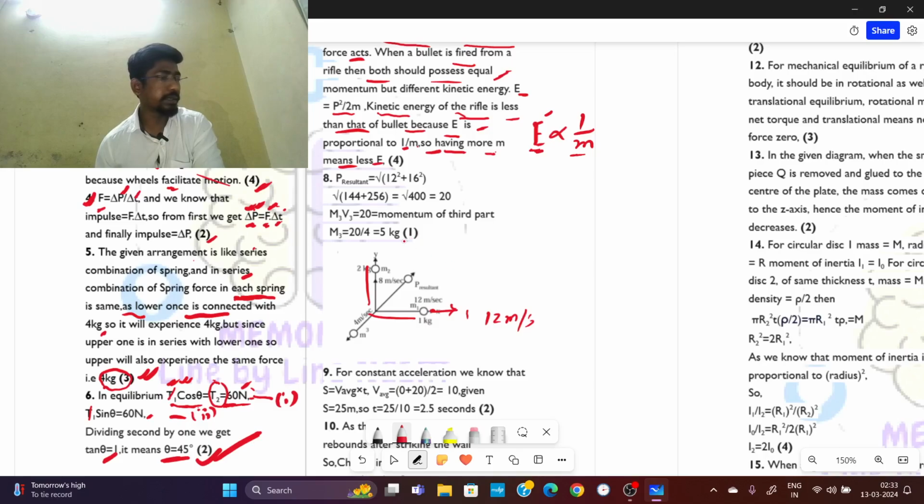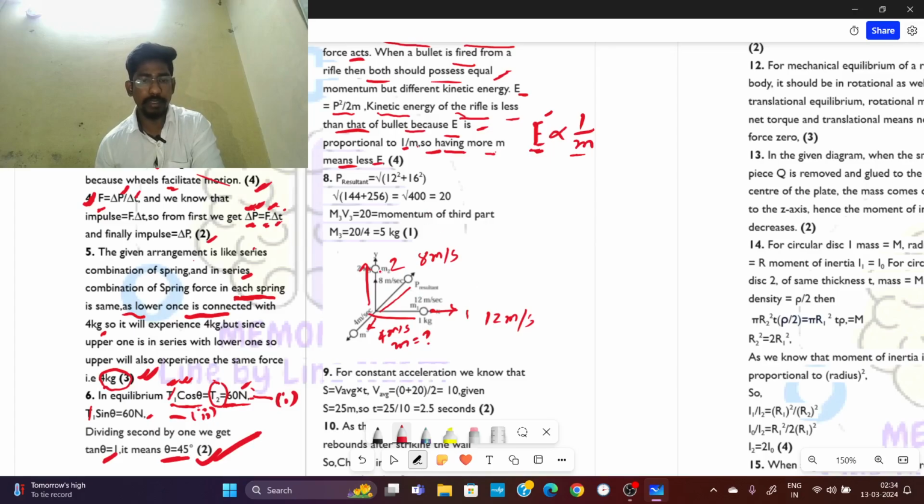And the second part is this. This is the second part. This is a 2 kg part, and it moves with a speed of 8 meter per second. And the third part, this is the third part. This moves with a speed of 4 meter per second. You have to calculate the mass of this portion.